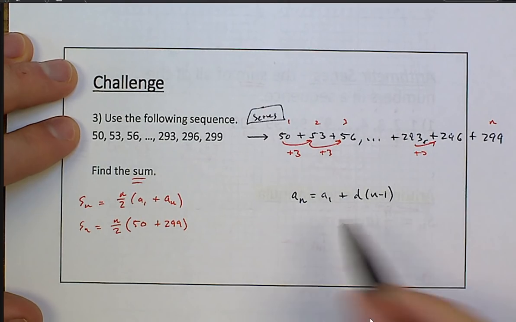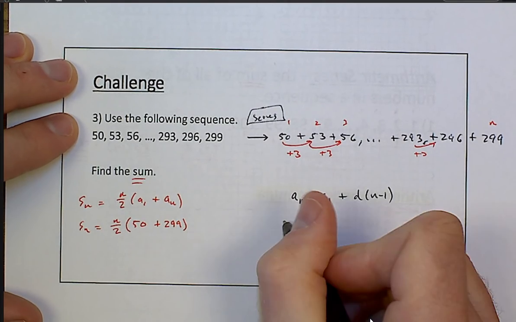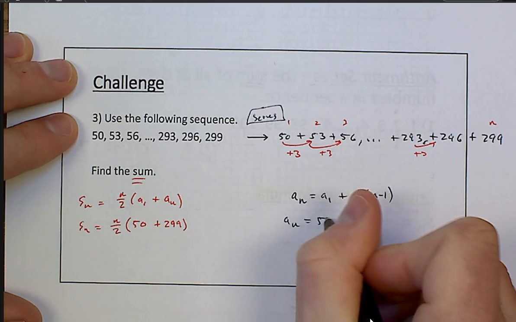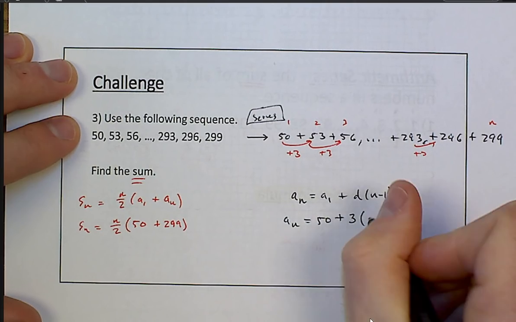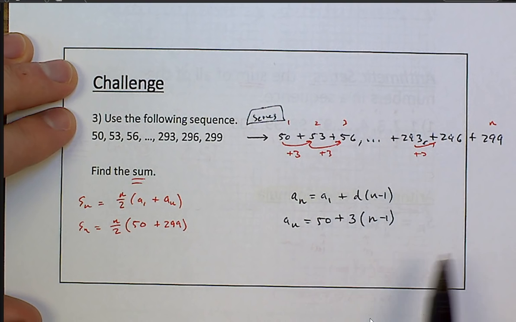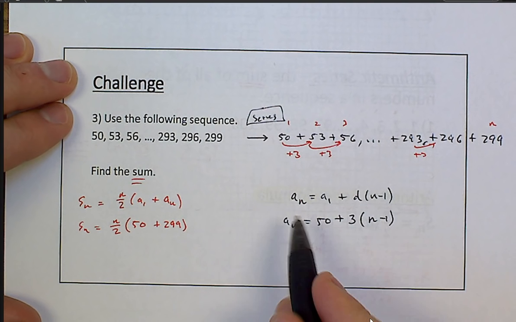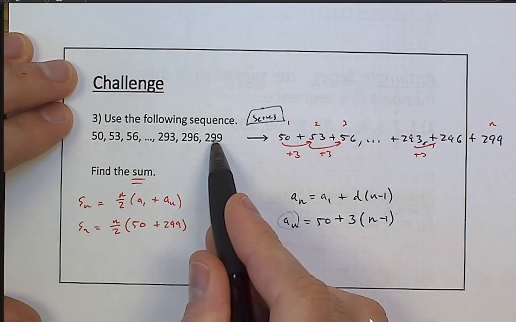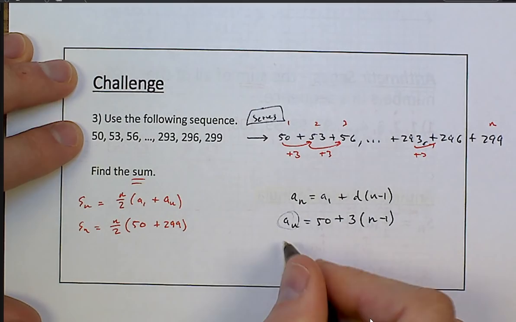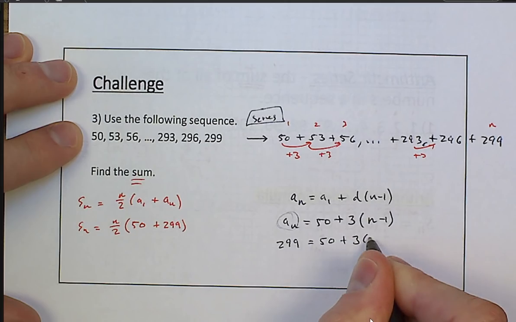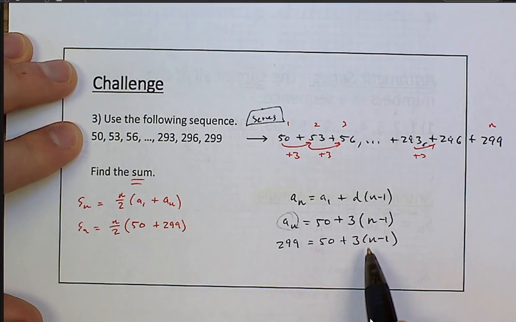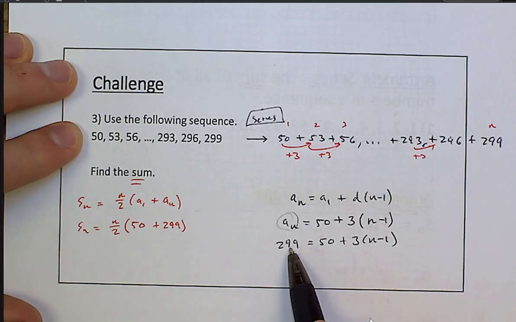I didn't put that in the previous one. Now let's figure out what we need. That's 50 plus the common difference, which is 3, and then n minus 1. Now, we don't know what n is, but we know what the nth term, that last term, equals, so we plug in 299 here. We want to figure out what term number 299 is, so that we can plug that in right here.